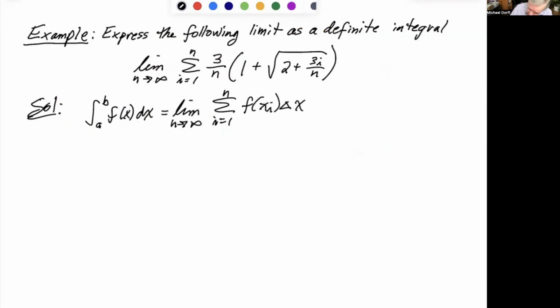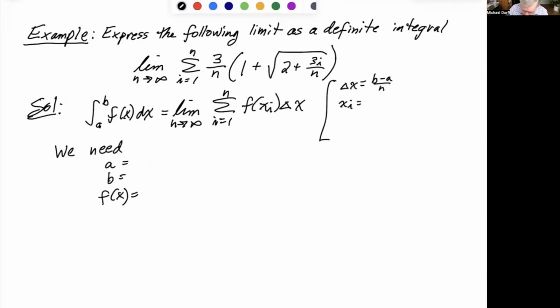All right, so in this case, we're trying to find the integral, so we need a, b, and f of x. Let me also put in here, this would be helpful, that delta x equals b minus a over n, x sub i equals a plus i delta x, and we have f of x sub i.